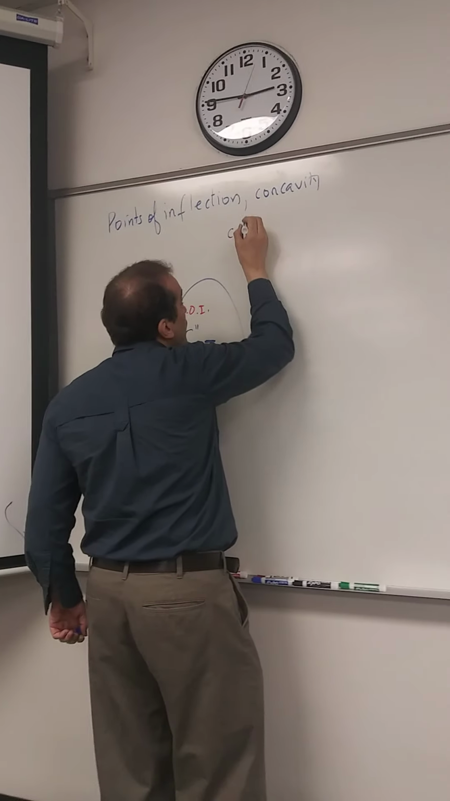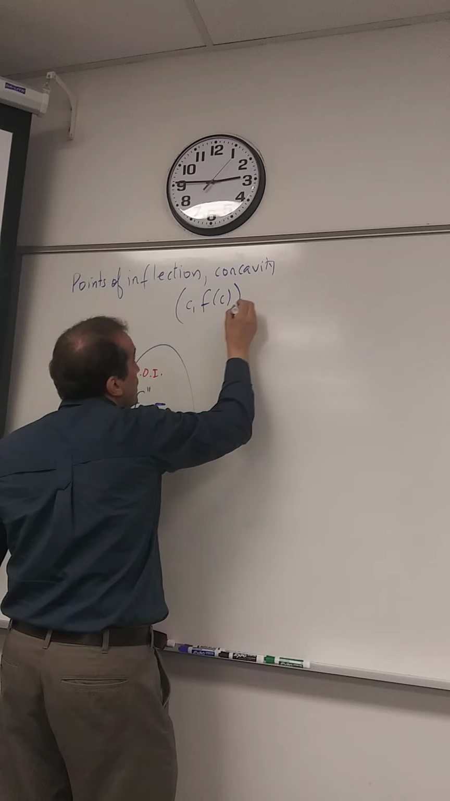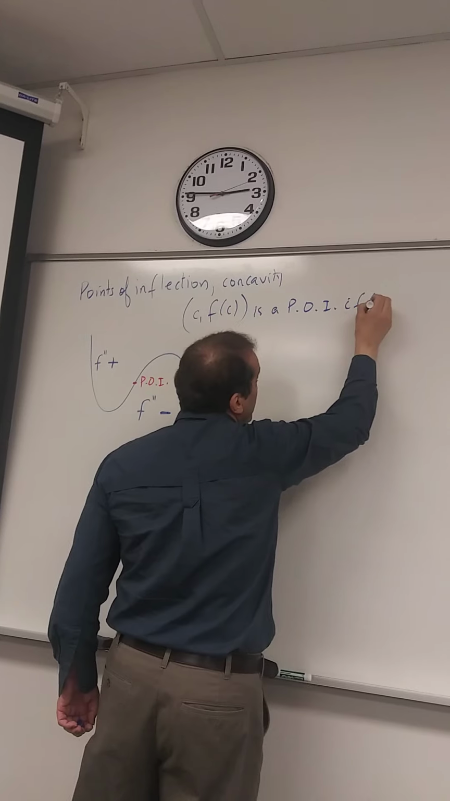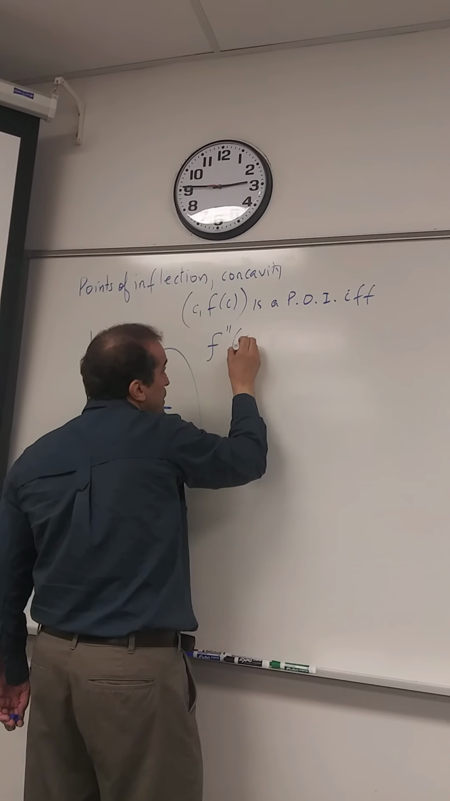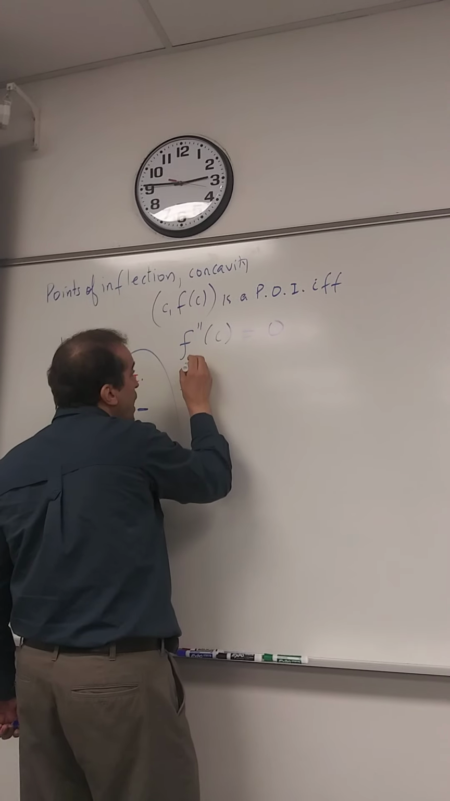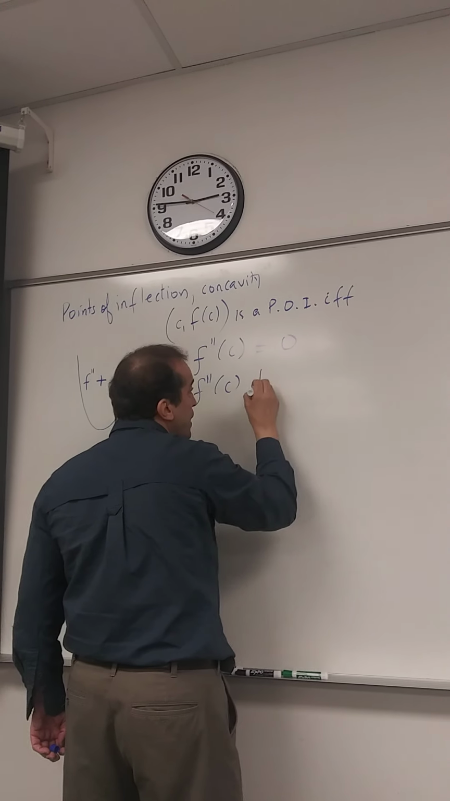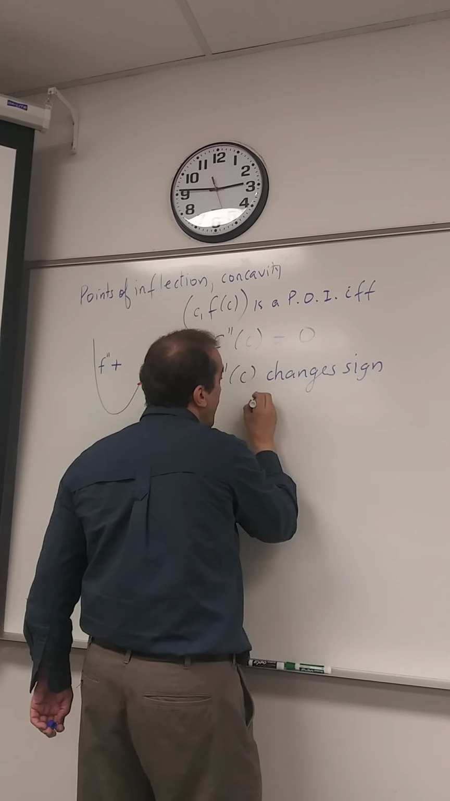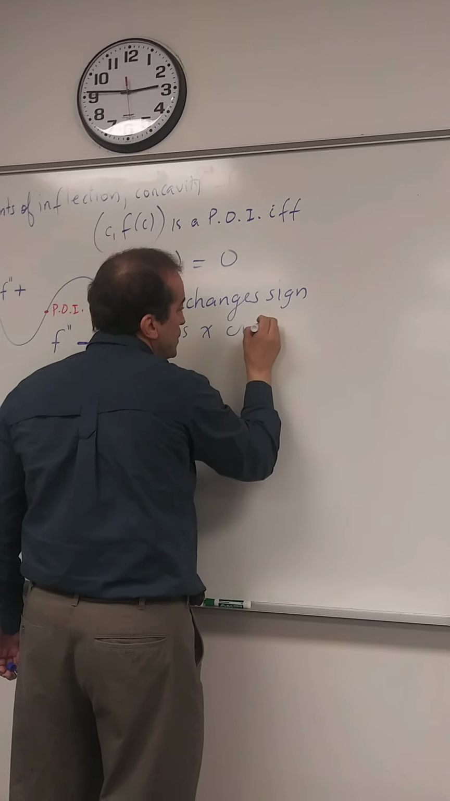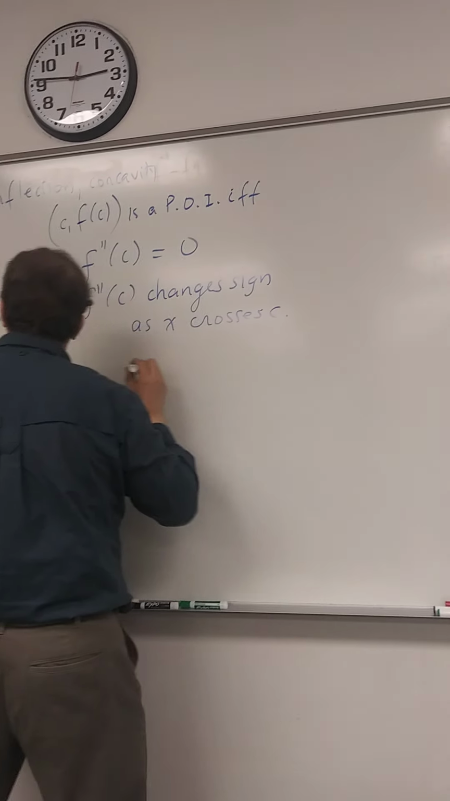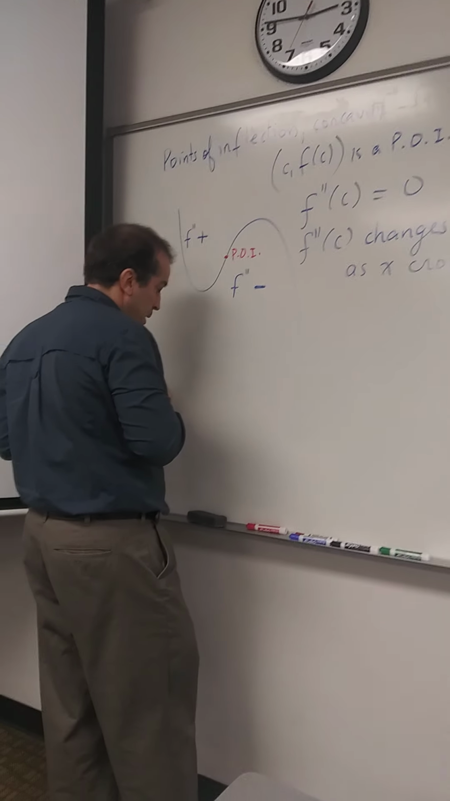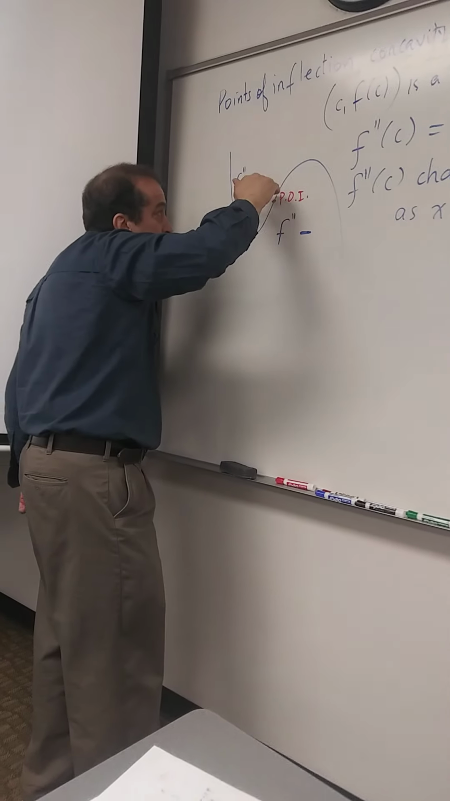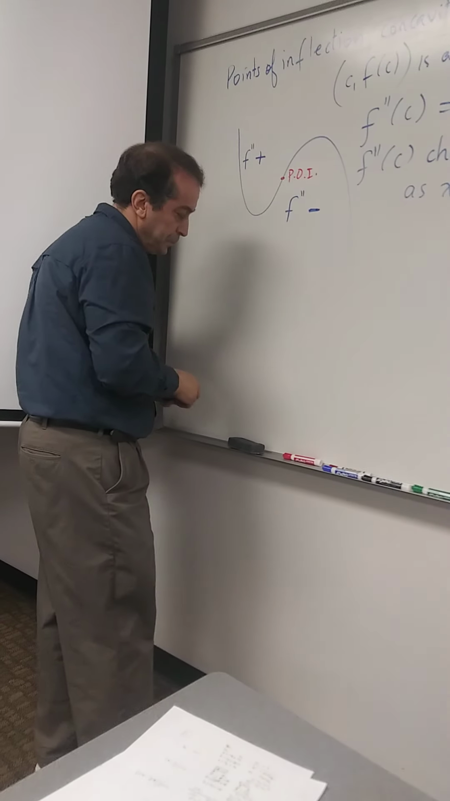So (c, f of c) is a point of inflection if and only if f double prime of c is equal to 0, and also f double prime of c changes sign. This is very important. It changes sign as x crosses c. So it has to change from plus to minus or minus to plus in order for this to be a point of inflection. It's the point at which the curve changes from this concave up to this concave down.